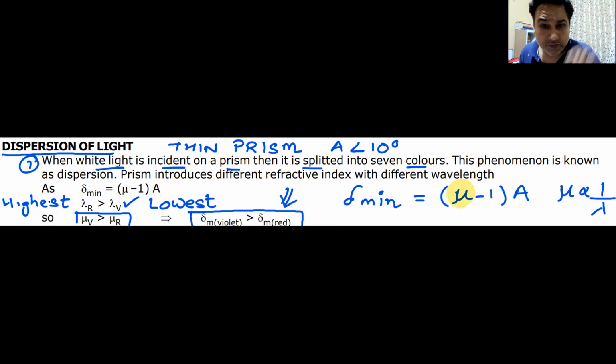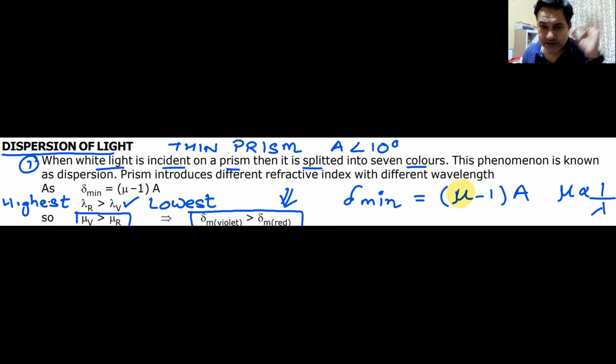The mu for violet light is the highest because the wavelength is the smallest. No, mu for red color is lowest because wavelength is highest. And therefore, they get deviated differently.